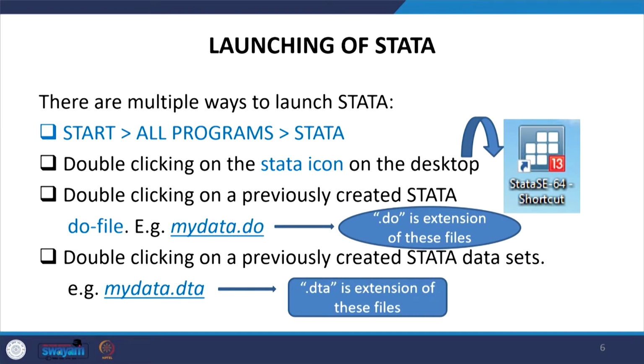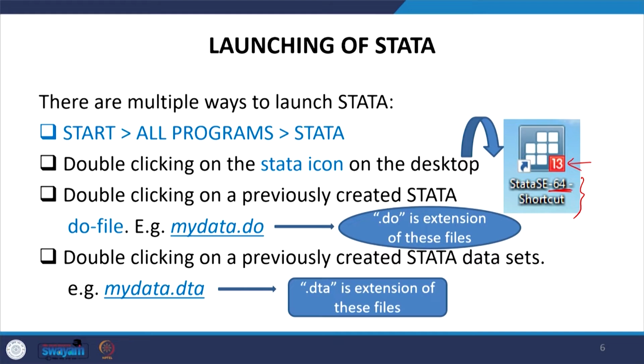How can you launch STATA on your computer? There are multiple ways to launch it. The first option is to go to Start, All Programs, then STATA. Or double click on the STATA icon on the desktop. Here we have referred to version 13 in my photograph. The 64-bit edition depends upon the processor, and accordingly you can install whether it is 32-bit based or 64-bit based. You need to check it.